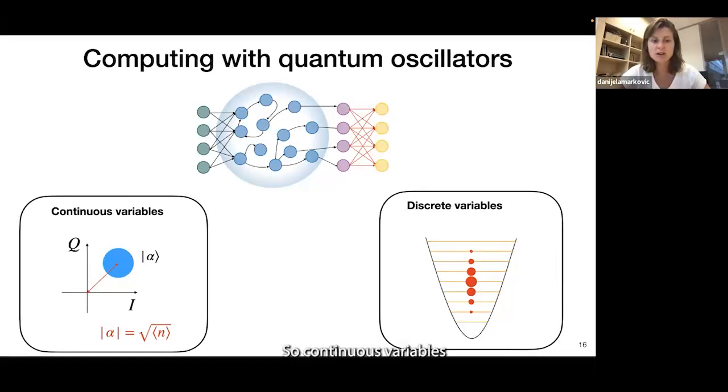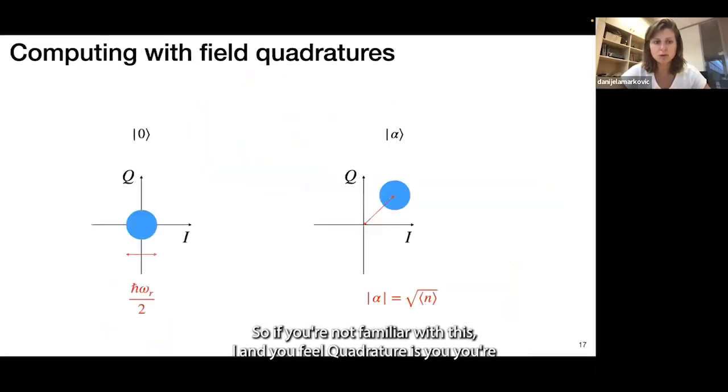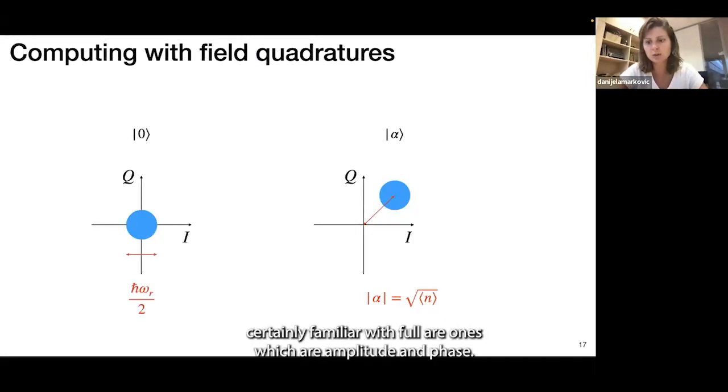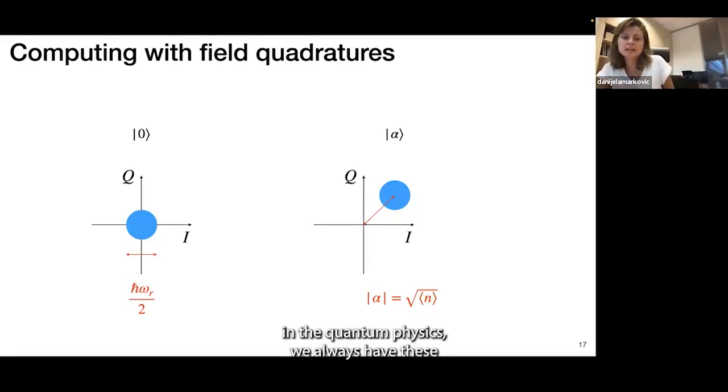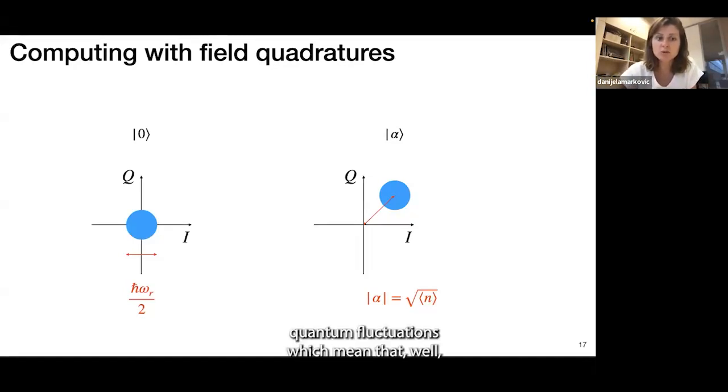So continuous variables are just field quadratures. So if you're not familiar with these I and Q field quadratures, you're certainly familiar with polar ones, which are amplitude and phase. Well, here we are just in Cartesian, so we call them I and Q, in phase and quadrature, okay? And then in quantum physics, we always have these quantum fluctuations, which mean that, well, a system is never perfectly described.